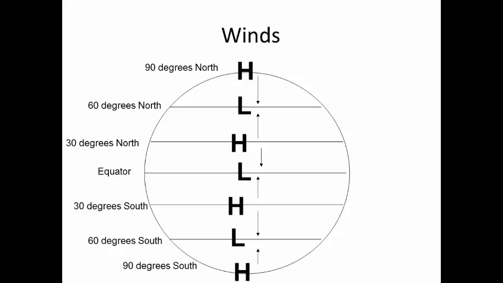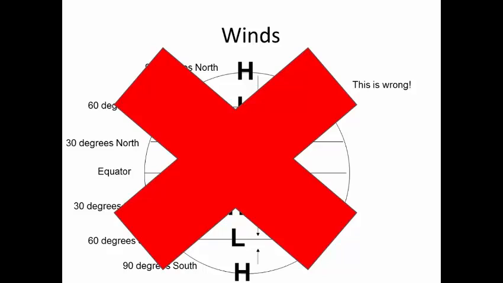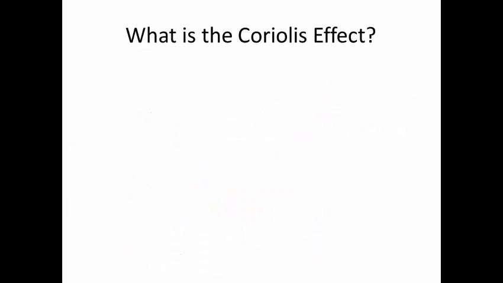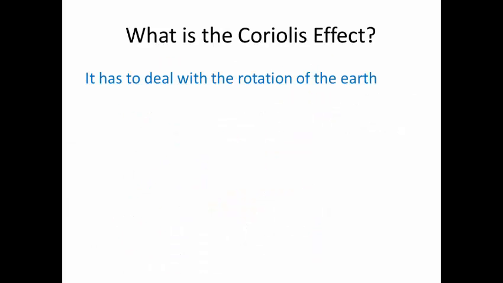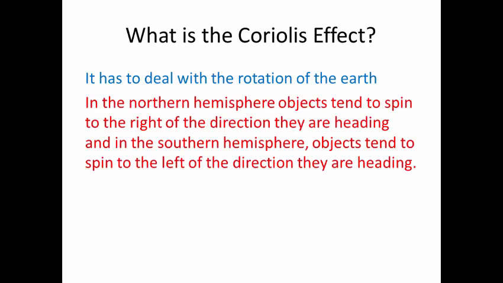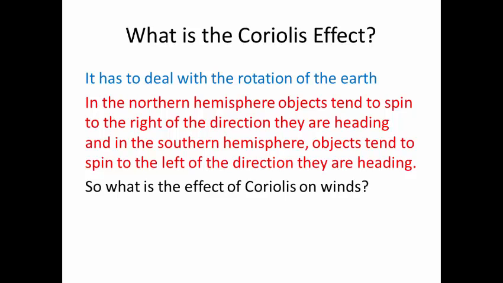That is good in theory, but sorry folks, this is wrong. Why is this wrong? Well, because we've not taken into account the Coriolis effect. What is the Coriolis effect? It has to deal with the rotation of the Earth. In the northern hemisphere, objects tend to spin to the right of the direction they are heading, and in the southern hemisphere, objects tend to spin to the left of the direction they are heading.